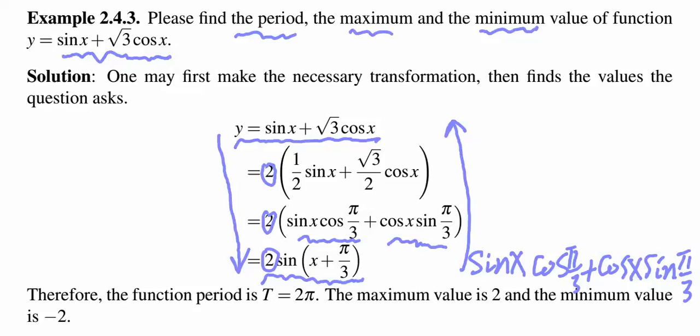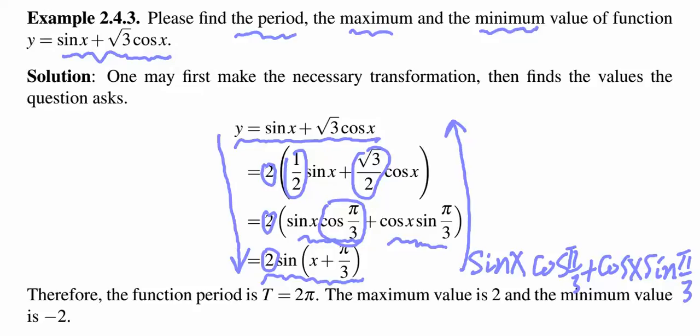Now we know sine pi over 3 is radical 3 over 2, and cosine pi over 3 is 1/2.